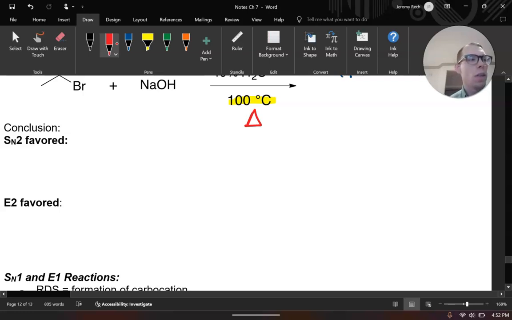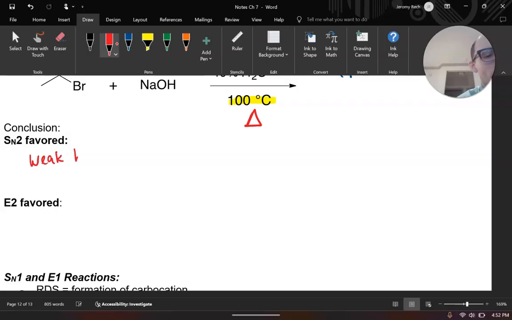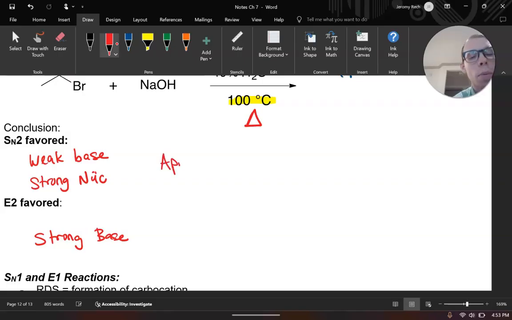So let's do a summary or conclusion of some preferences for your SN2 versus your E2. For your SN2, you're going to favor a weak base / strong nucleophile, where E2 is going to favor your strong base. If you are thinking about solvent, your SN2 is going to favor your aprotic solvent, where your protic solvent is going to prefer your E2, and both of these are polar. So polar aprotic and polar protic. And protic means ability to hydrogen bond.